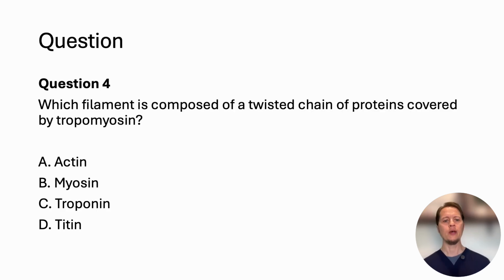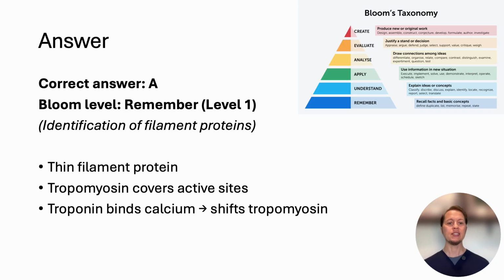Question 4. Which filament is composed of a twisted chain of proteins covered by tropomyosin? Is it actin, myosin, troponin, or titin? And that answer there is A, and this is a straightforward level 1. This is not challenging. Actin forms the thin filament, which is wrapped by tropomyosin until calcium binding allows cross-bridge formation.